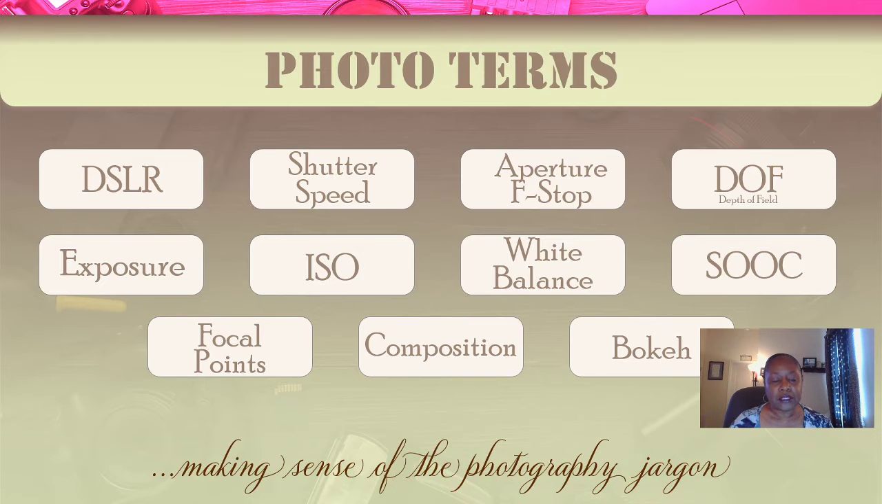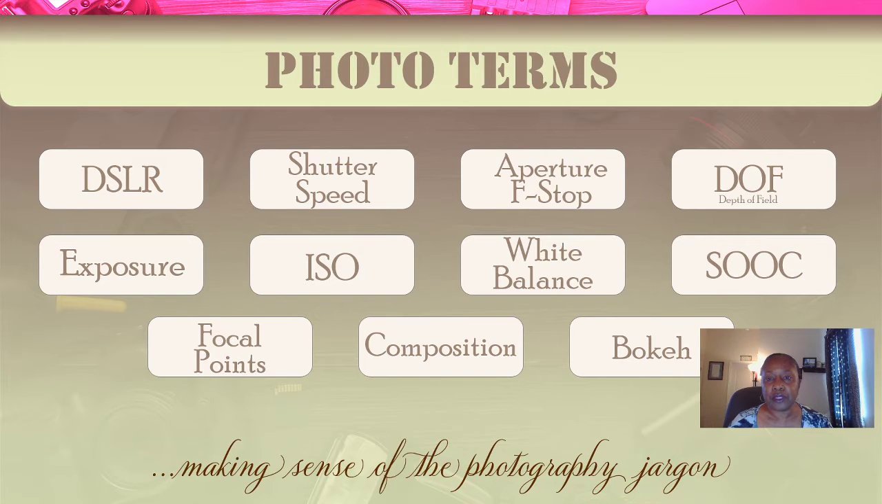Next term we're going to talk about is shutter speed. And shutter speed is an element of exposure, and it's the duration of time in which light is allowed through your lens, and also how fast your shutter opens and closes.